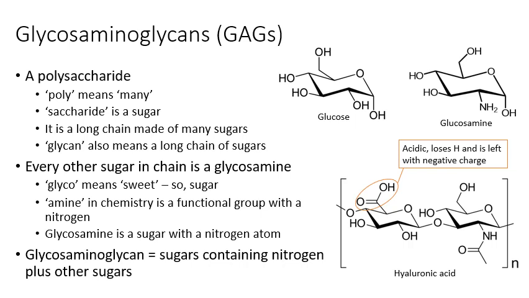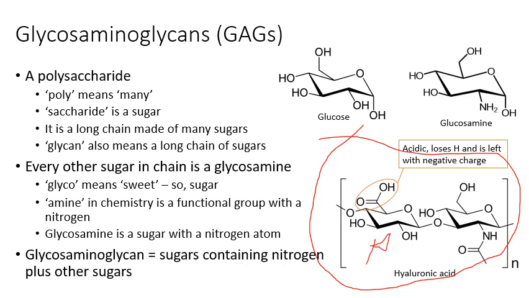Okay, so at the bottom of the slide here, you have an example of a common glycosaminoglycan. This is hyaluronic acid. It's one of the larger glycosaminoglycans that you have. So it's just these two different sugars, this one being your normal sugar, and this one being your glycosamine. There you go. There's your nitrogen right there in the glycosamine. And then these two units just repeat over and over again to make a very long chain.